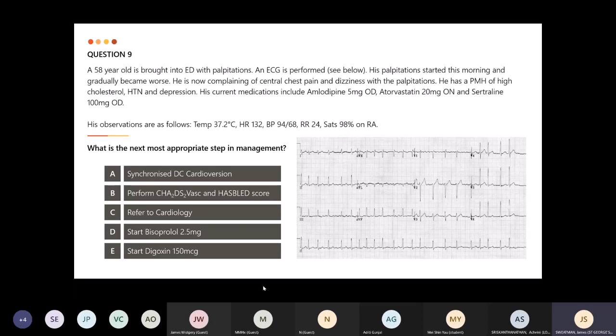Cool. Question 9. And I think after this one, we'll move on to the cardiothoracic stuff. So a 58-year-old is brought into ED with palpitations. An ECG is performed, which you can see. His palpitations started this morning and gradually became worse. He's now complaining of central chest pain and dizziness with palpitations. He's got a past medical history of high cholesterol, hypertension, and depression. He currently takes amlodipine, atorvastatin, and sertraline. His observations are temperature 37.2, heart rate 132, blood pressure 94/68, respiratory rate 24, SATs 98% on room air.